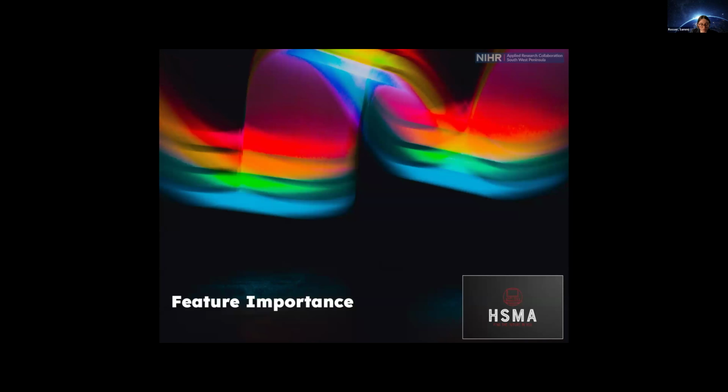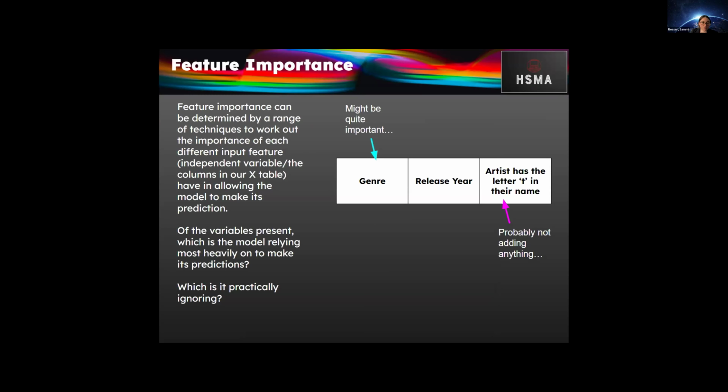I'm going to start with a couple of different feature importance techniques. These are some of the ones that you may have already had some exposure to. Feature importance is basically a range of techniques to work out the importance of each feature, our independent variables, our columns in our X table, the things that we are feeding into our model, like the genre and the release year if we're predicting music taste, or the sex, the age, the fare, the cabin. So which of these is important? Of the variables present, what's the model really relying on, and what's it basically ignoring? What's it chucking away?